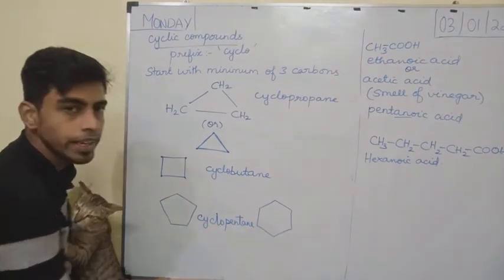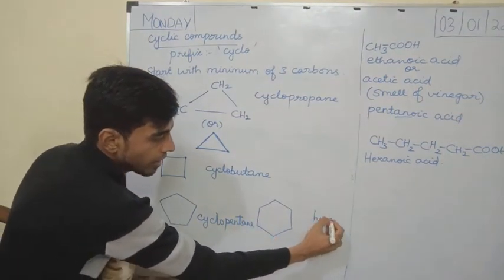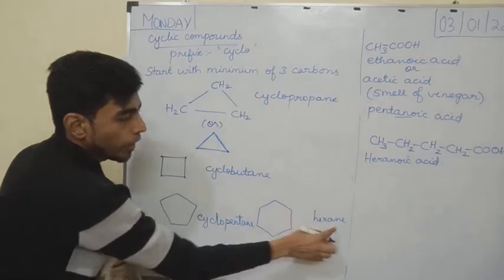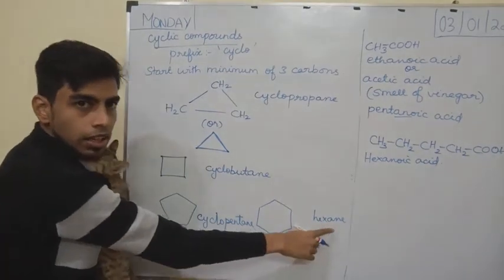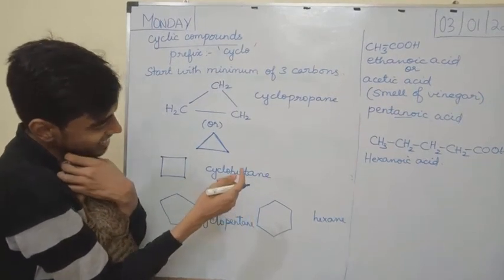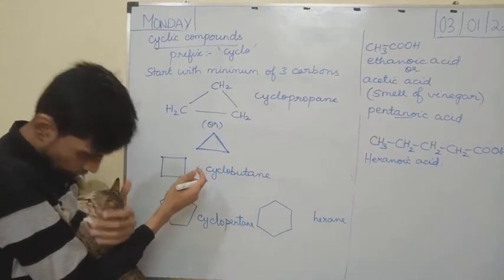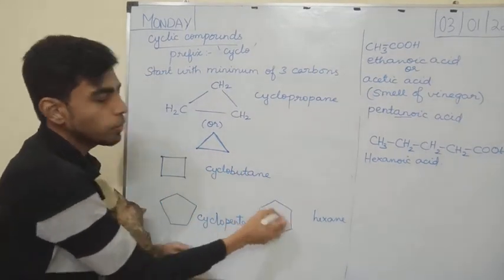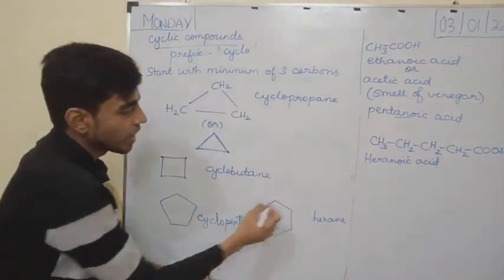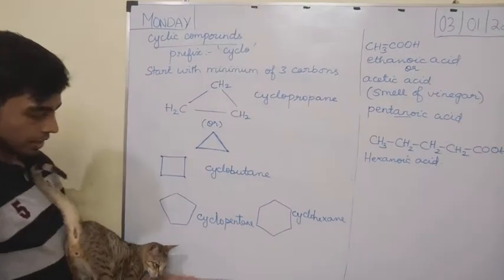What about this one? 6 is there. So 6 means hexane. Why am I writing ane here? Because it is single bond. So single bond, so it is ane. Since it is in cyclic state, it is cyclohexane.